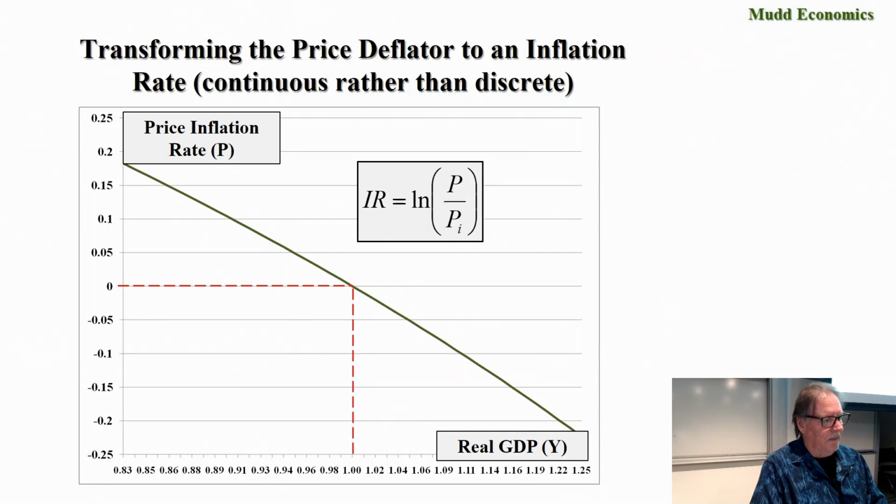And so then we transform the price deflator to an inflation rate that is continuous rather than discrete by saying if you take every price for every time period, and then you take the prices for the next time period, if you take the log of those prices, the current divided by the past, then that is by definition the inflation rate. It is the continuous inflation rate, and that is also downward sloping.